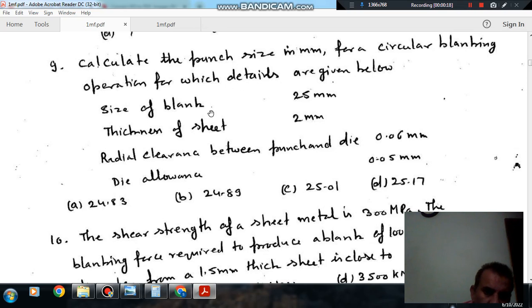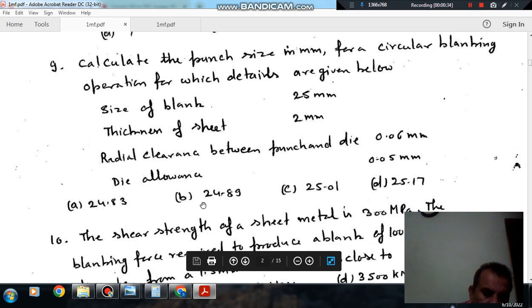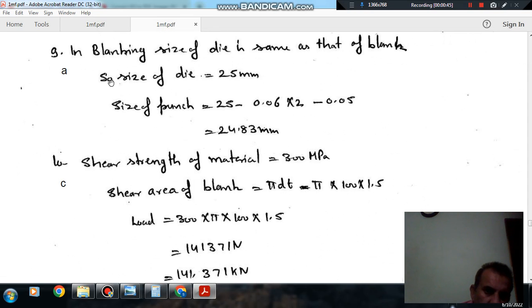below. Size of blank 25 mm, thickness of sheet 2 mm, radial clearance between punch and die 0.06 mm, die allowance 0.05 mm. Option A 24.83, option B 24.89, option C 25.01 and option D 25.17. So in blanking, the size of die is same as that of blank.